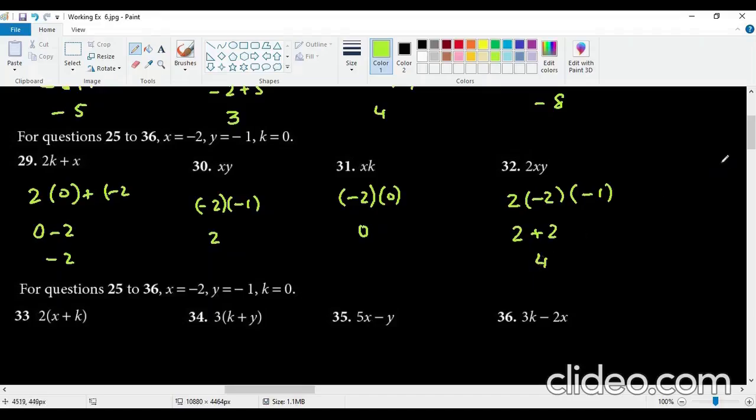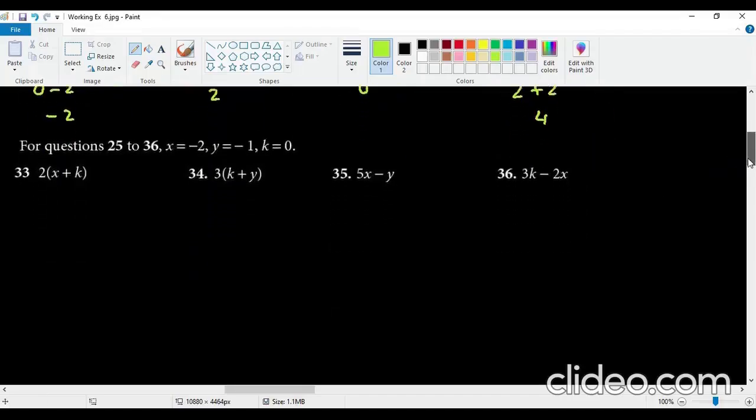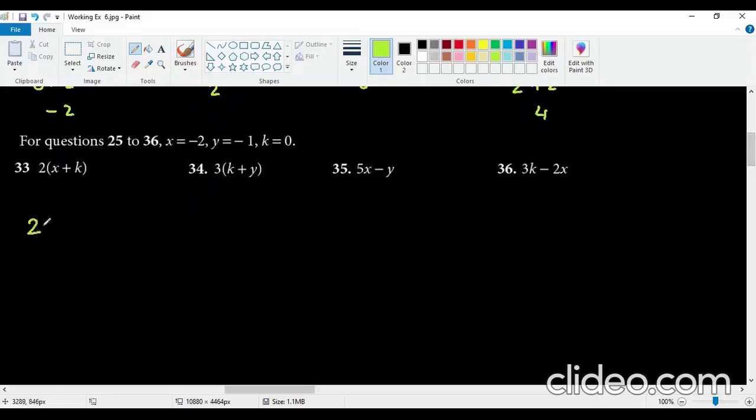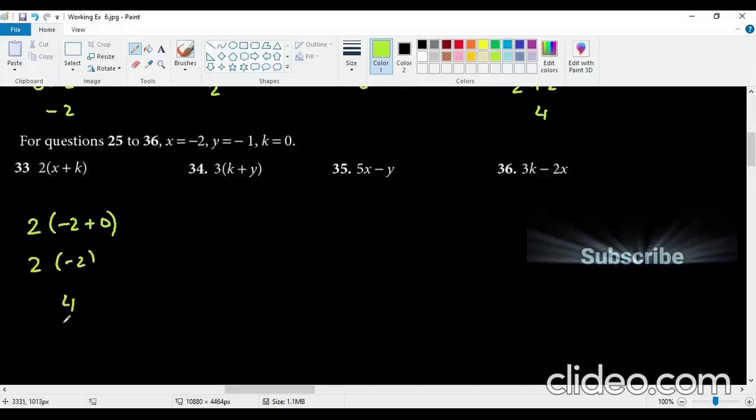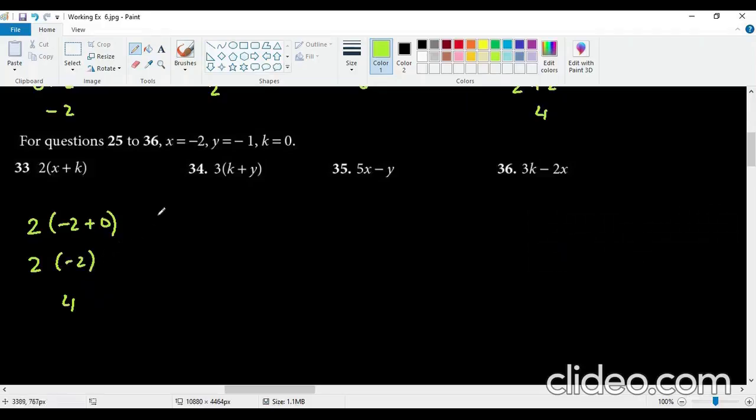Moving on to question number 33. It says 2 times x, which is negative 2, plus k, which is 0. That means 2 times negative 2 is going to give you a negative 4 as an answer. X is negative 2 and k is 0. So negative 2 is giving you a negative 4 as an answer.